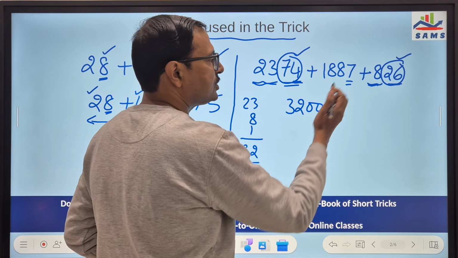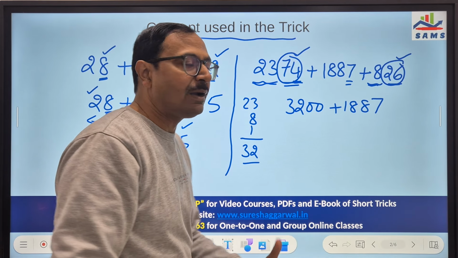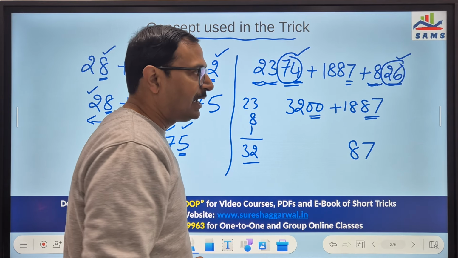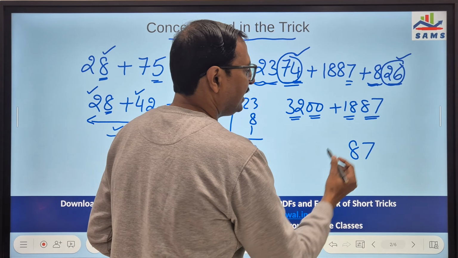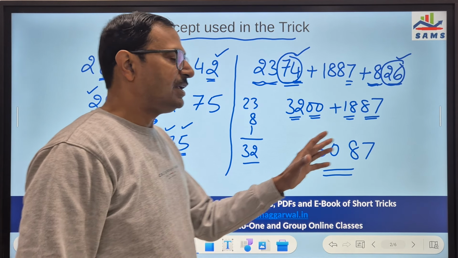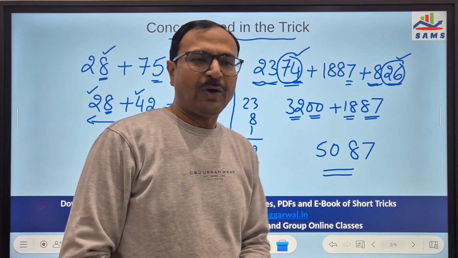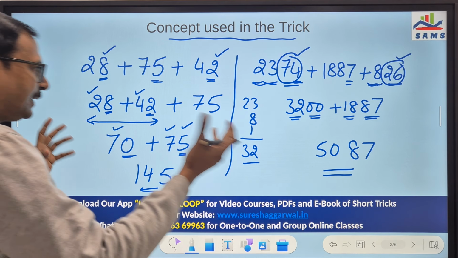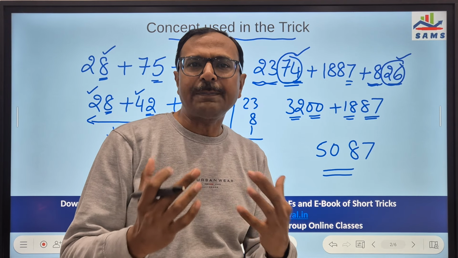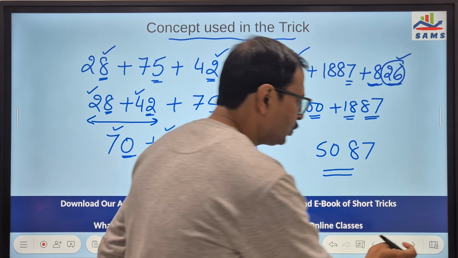All I need to do is to add 1887 to this result, which is much easier because we have 2 zeros here. So the last 2 digits 87 will come as it is, and then 32 plus 18 is 50. So 5087 will be the sum of these 3 numbers. Isn't that easy? You may call it easy because everything is being done in front of you, but a lot of practice is required. Once you start practicing, you get to know the different complexities of the topic. So I'll show you some more examples.